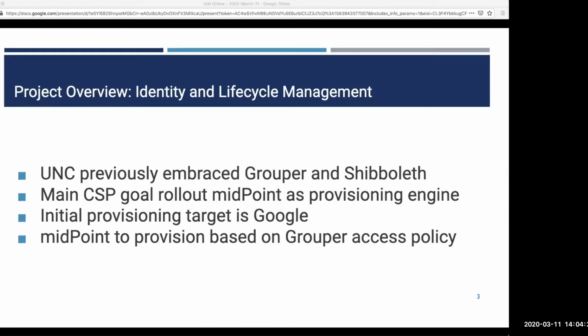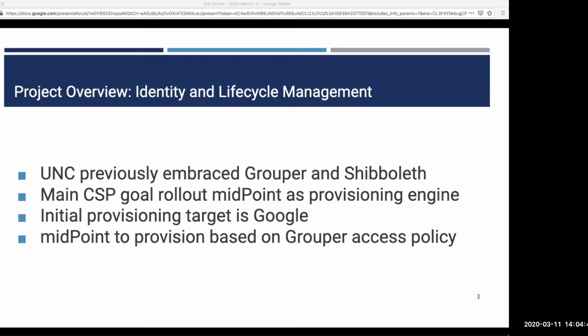Our main goal for the CSP was to roll out midPoint. We don't have a good general purpose provisioning engine. We do provision our directories and Kerberos and things like that, but we didn't have a tool that we could just plug additional things into. So we saw midPoint as a real benefit to campus. We can bring that online.